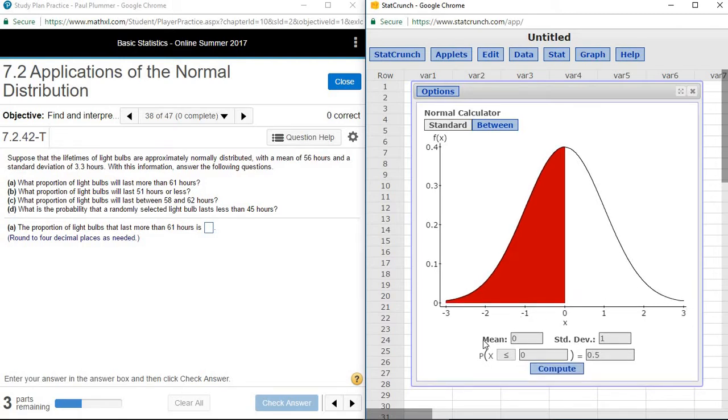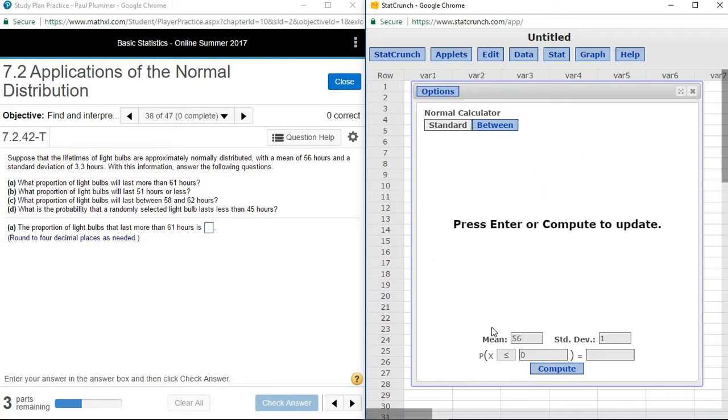The first thing you need to know about the calculator is that it's defaulted to work for the standard normal. That is, it is preset with the mean equal to 0 and the standard deviation equal to 1. So when you work these problems, the first thing you're going to want to do is read through the problem and see what the mean and the standard deviation are. In this case, it tells us that we have a mean of 56 and a standard deviation of 3.3.